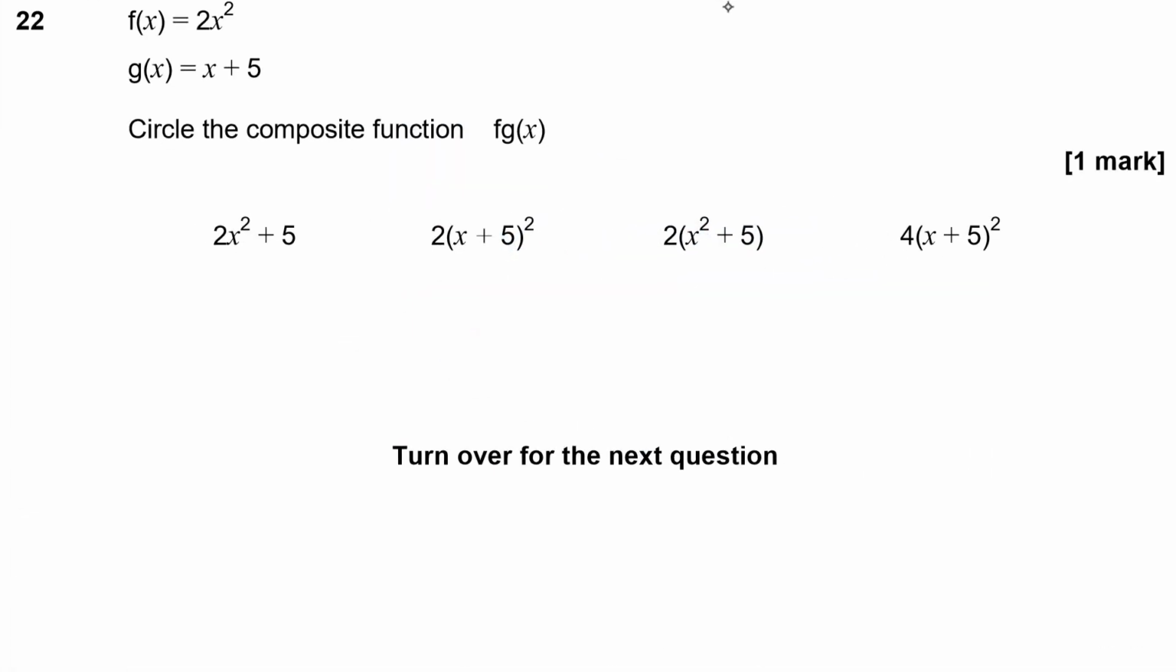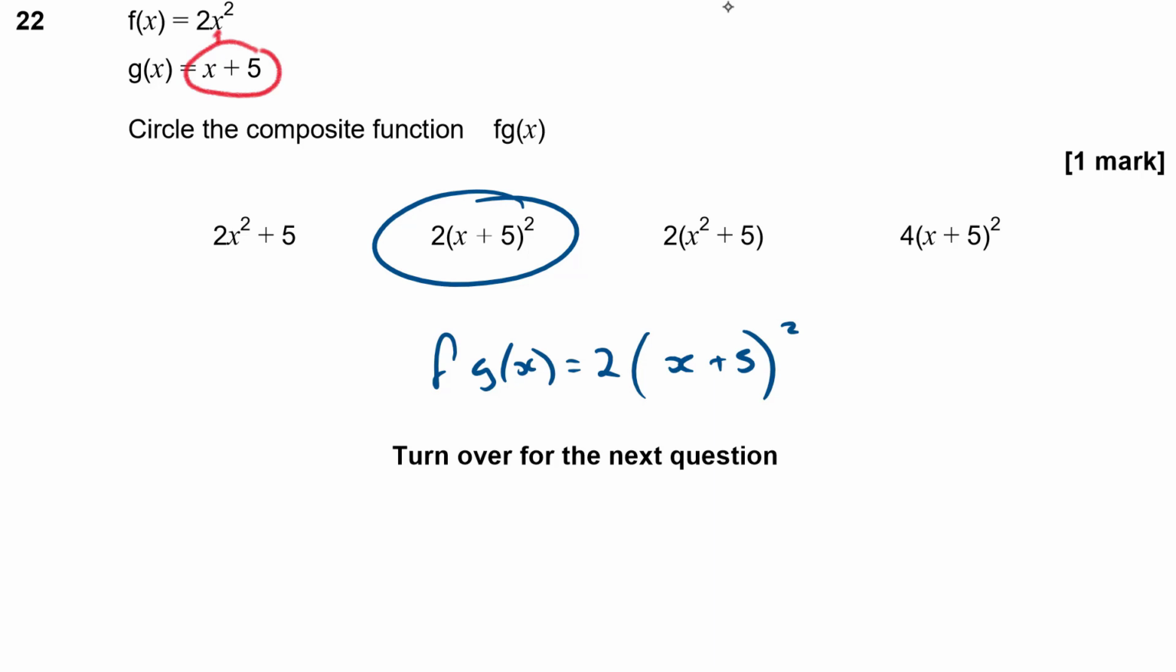Question 22. f of x equals 2x squared and g of x equals x plus 5. Circle the composite function fg of x. So that's where we're taking g of x and substituting it into f of x. So we're going to rewrite this where we see the x above. So fg of x is going to be 2 lots of x plus 5, all squared. So it's that one there.